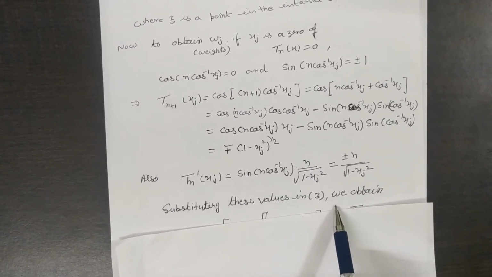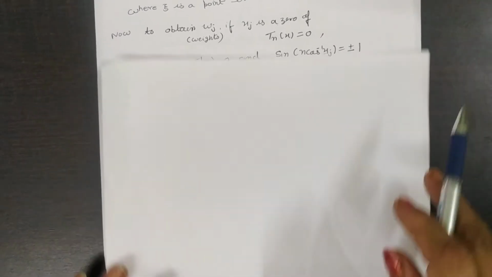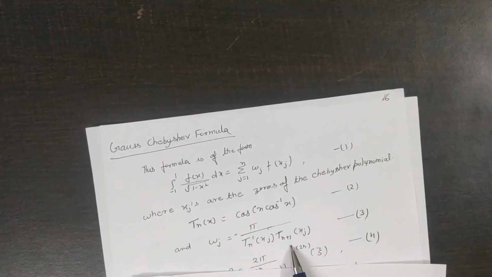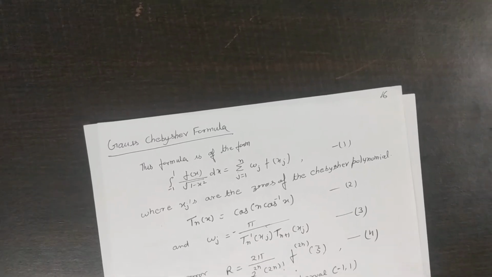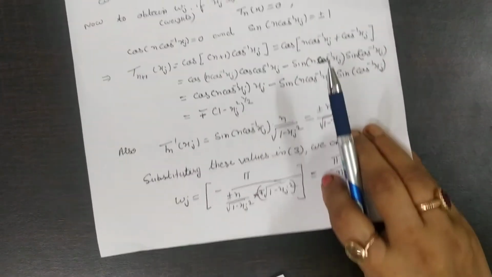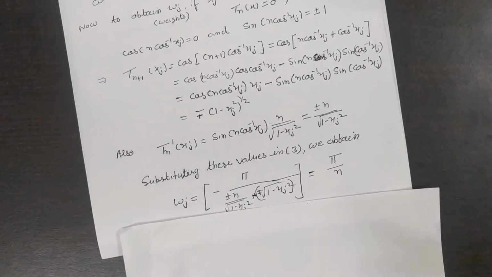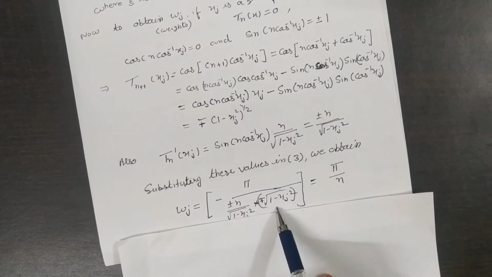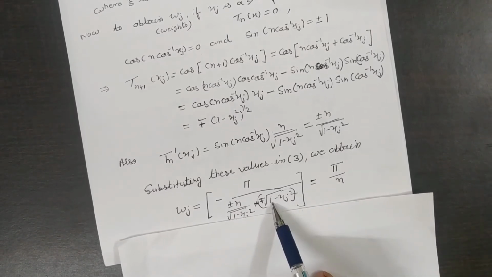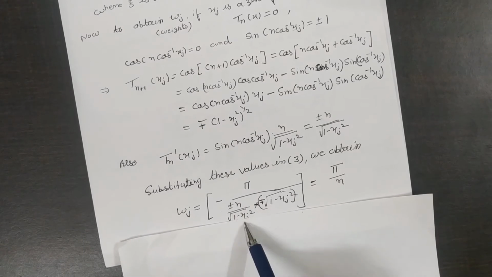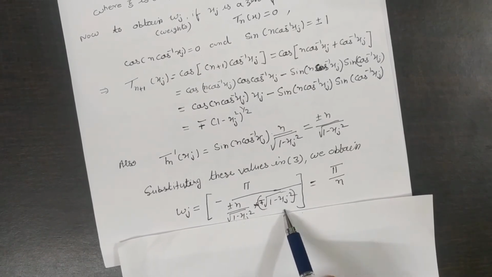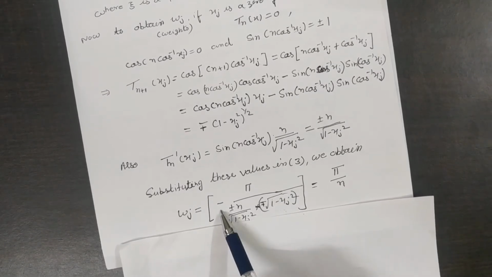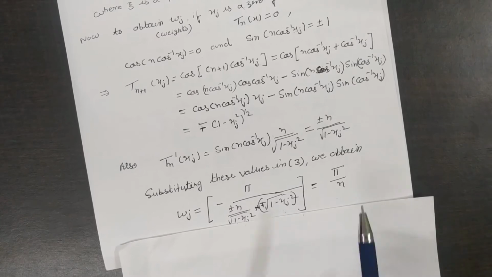Substituting these values in equation number 3, in this equation, you get the weight function. Yes, substituting these values, we get wj is equal to minus pi by Tn dash(xj) and Tn plus 1(xj), multiplying this and this, the minus sign cancels out, so this becomes pi by n.